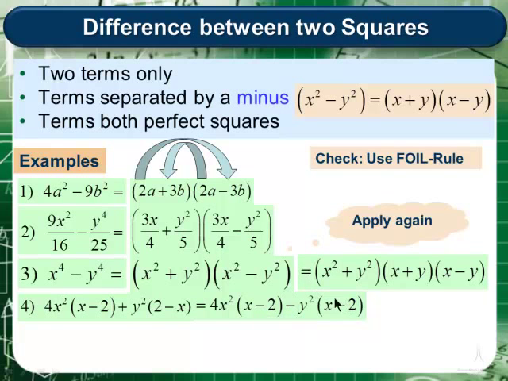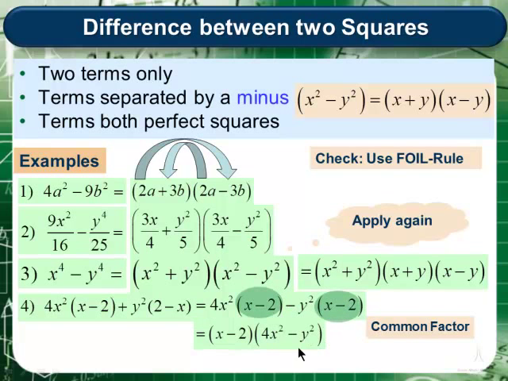Taking the common factor x minus 2 in this case will result in the expression (x minus 2) common factor multiplied with, in the first instance, 4x squared left, and in the second term, if we take x minus 2 away, we have minus y squared. Now this particular factor of this product we recognize as a difference between two squares again. So we apply the difference of two squares technique right there to get the final expression, which is (x minus 2), and in this case this becomes (2x plus y) multiplied with (2x minus y).